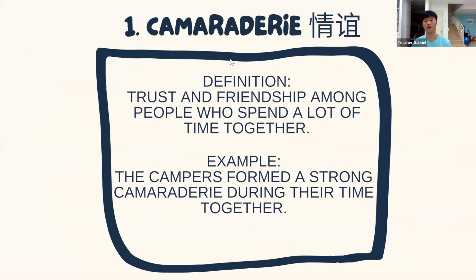Okay, so this is quite a long and new word. I don't think any one of you have heard this before. So camaraderie, 友谊, like friendship, a very long lasting friendship. The definition is trust and friendship among people who spend a lot of time together. If you and your friend are very close, you all spend your childhood together, you all spend your school time together, you can call that your camaraderie. Another word for friendship is camaraderie, the long friendship for a long time.